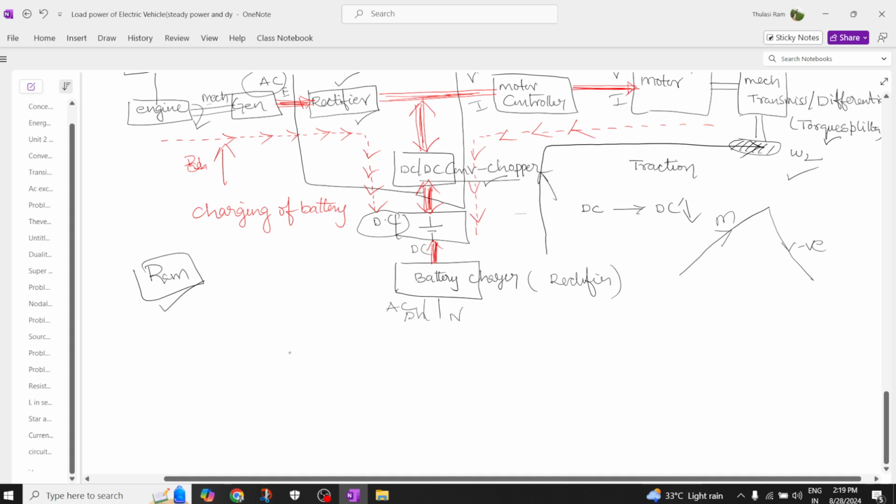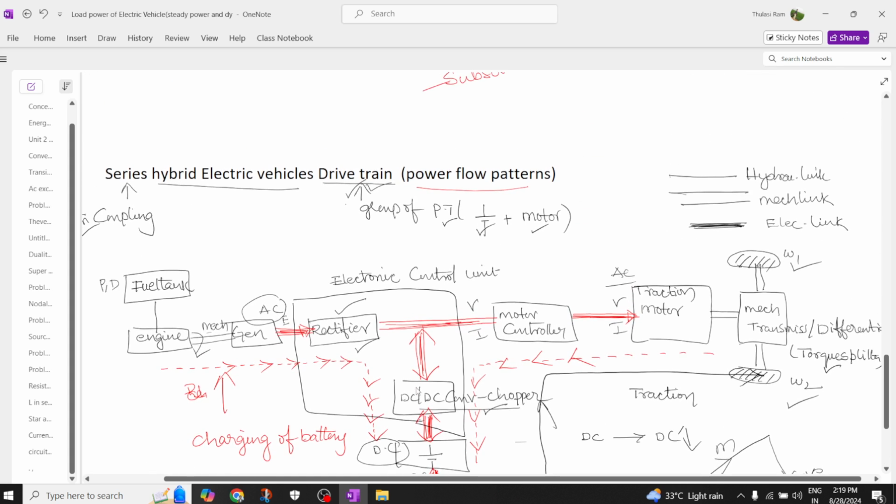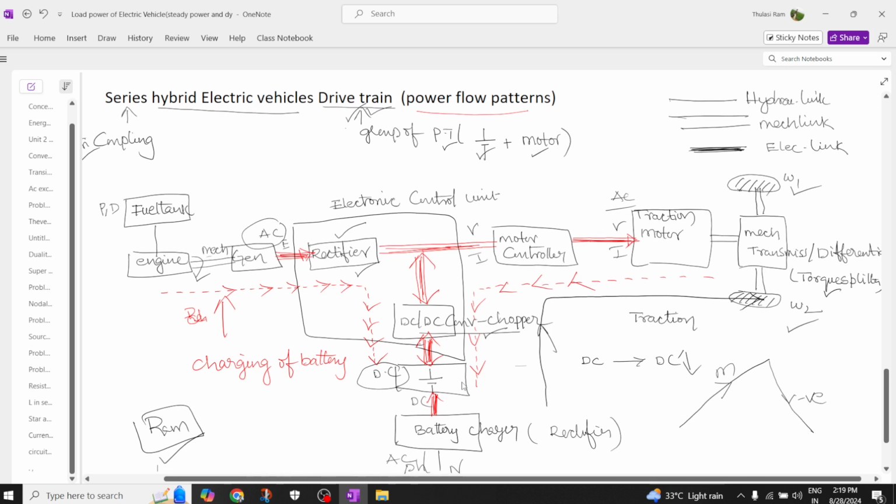The next video will be on what are the different power flow patterns in hybrid electric drivetrain.